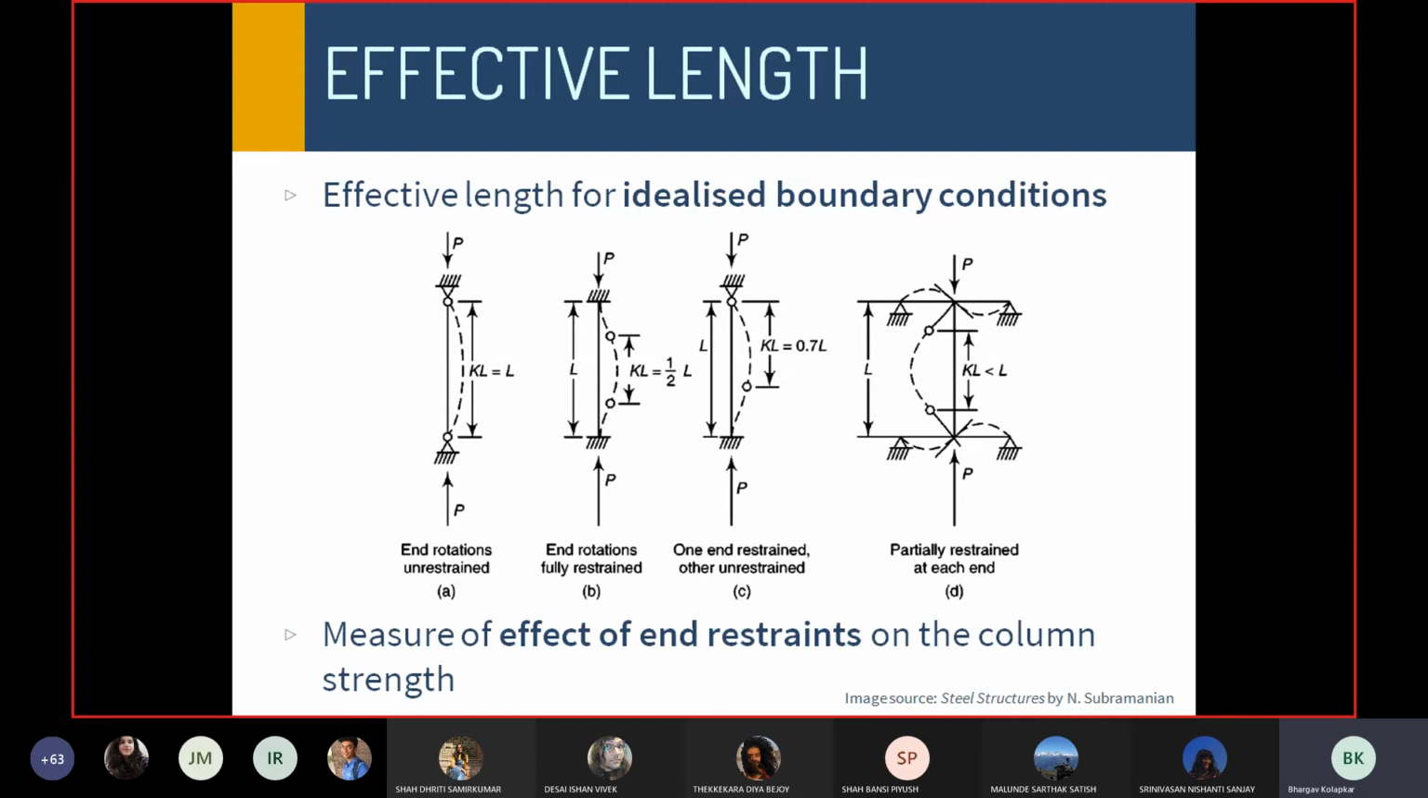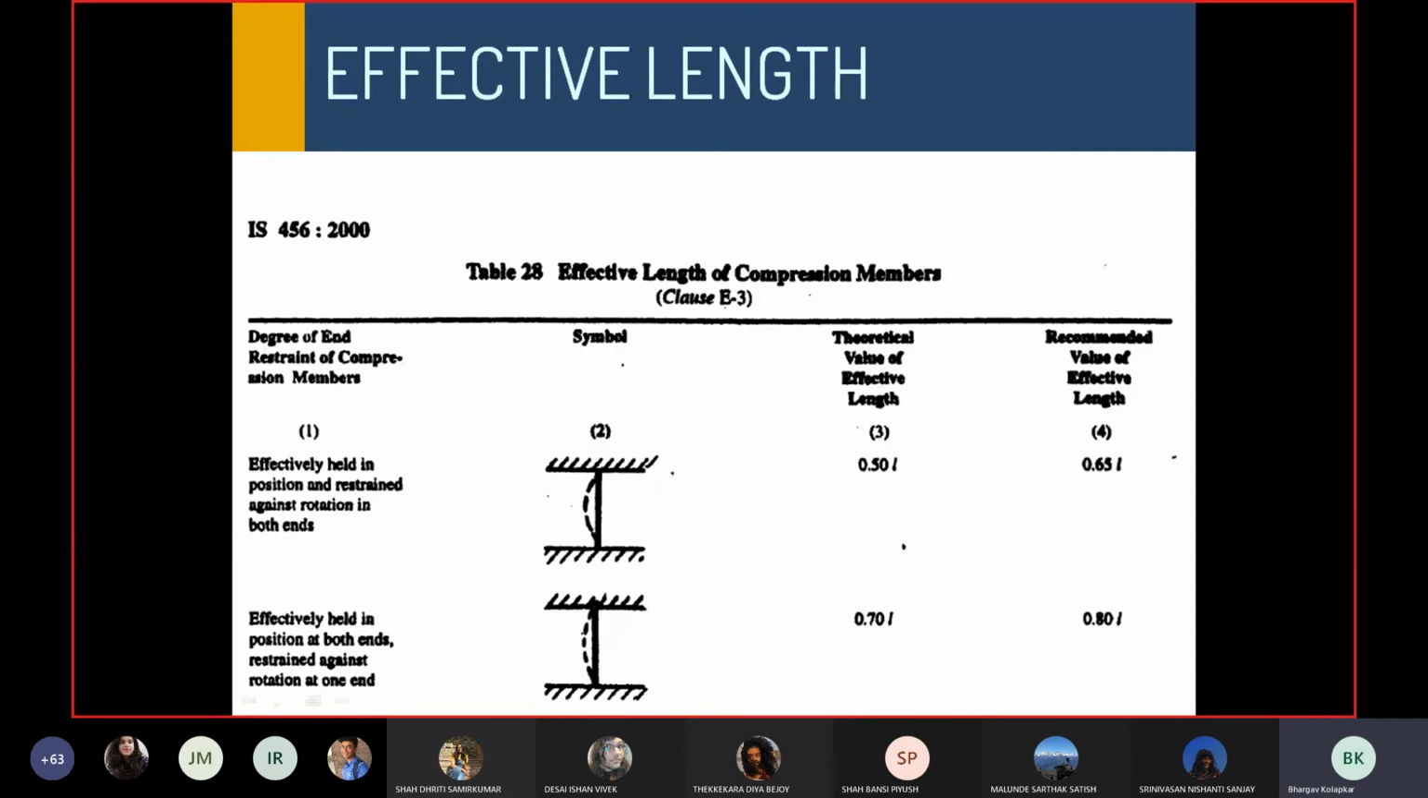We can say that a column is fixed at the top only when it is framing into a beam that is much stiffer than the column itself. So practically, though the concrete frame is monolithic, or the beam column joints are monolithic, we still cannot achieve the full fixity that we are talking about theoretically. There's always going to be some amount of rotation, okay? And therefore, we jump from 0.5 to 0.65.